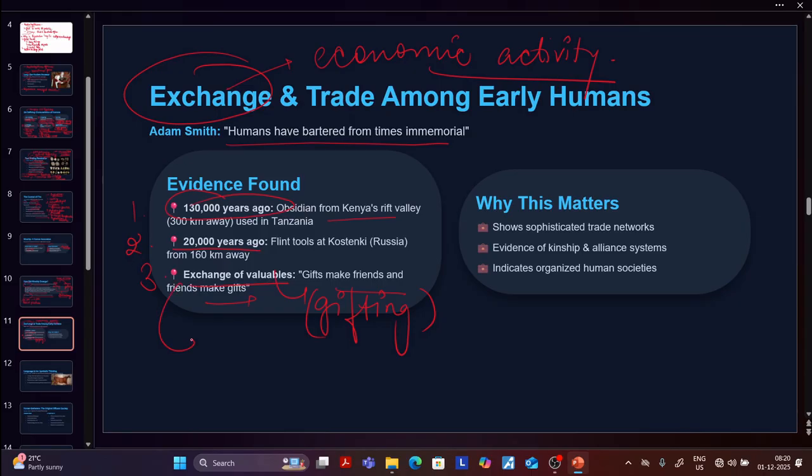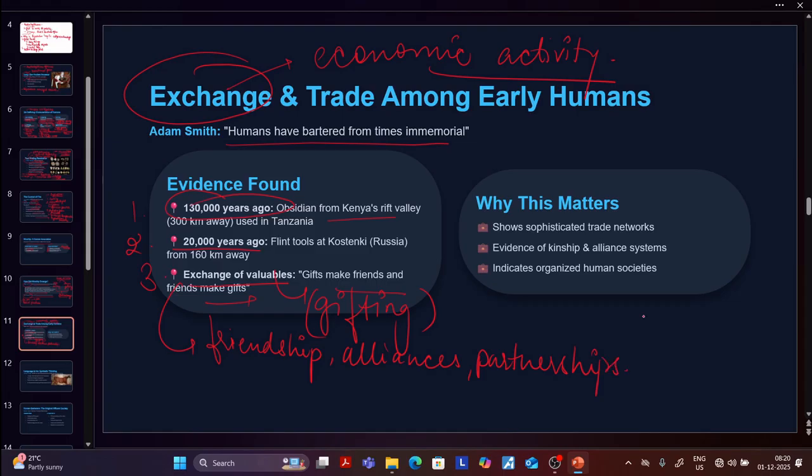This created ongoing relationships. Gift exchange created friendships and alliances and trade partnerships. So exchanges of gifts built friendships, alliances, partnerships. This happens even today.